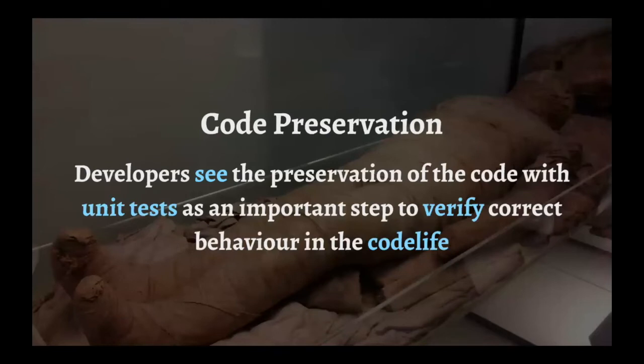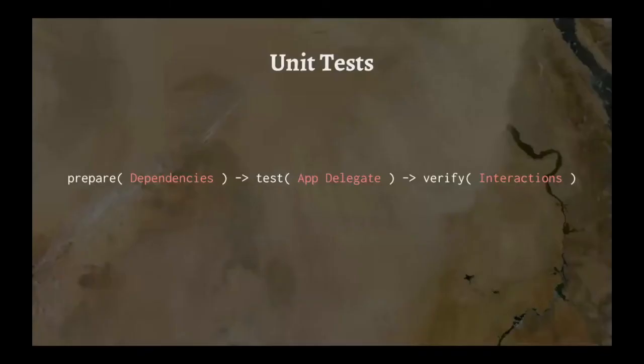So just a reminder, in my opinion, we, the developers, should see the preservation of the code with unit tests as an important step to verify that code works correctly through its entire lifetime. While working on this task, we used different approaches to unit testing. In the first case, they were input-output tests. And here we would create different dependencies that we would use in the application to finish the launching with options method on the application delegate. And in every unit test, we would verify that certain interactions between objects took place.